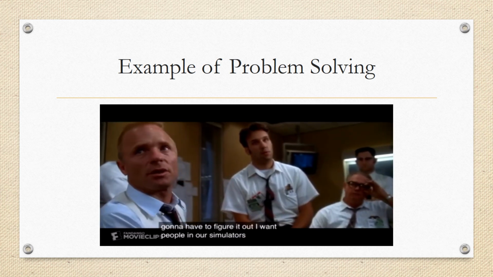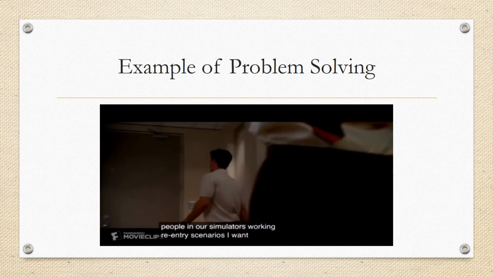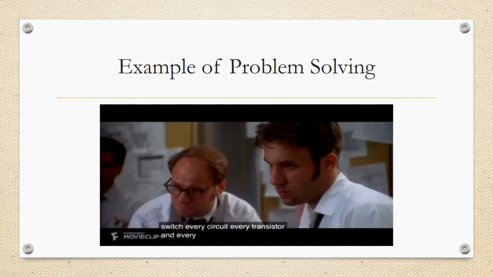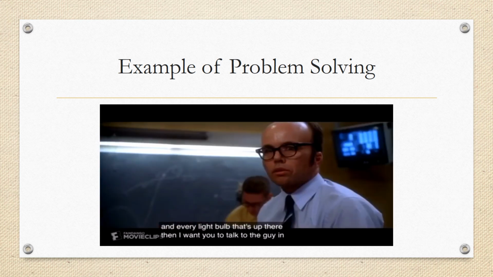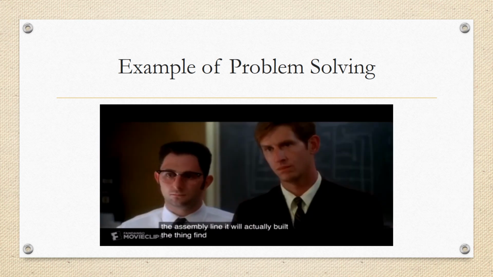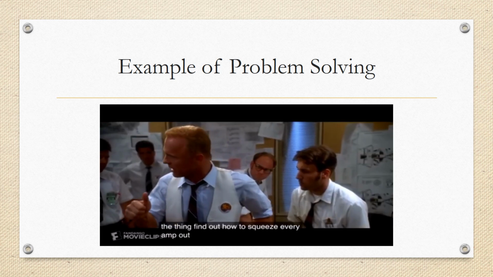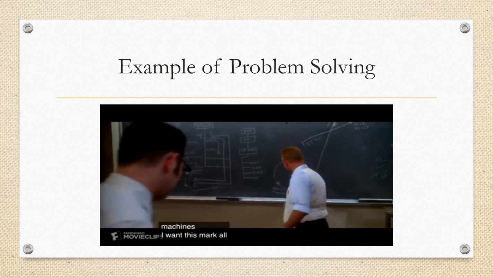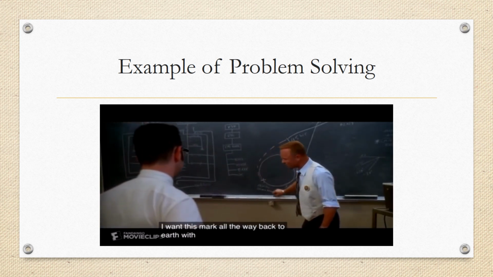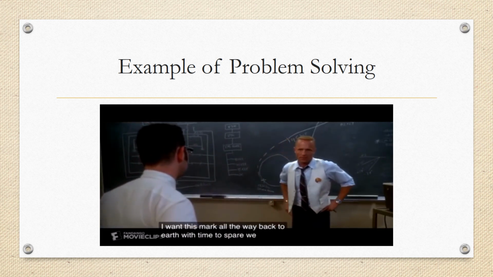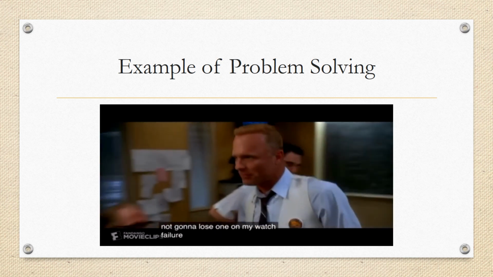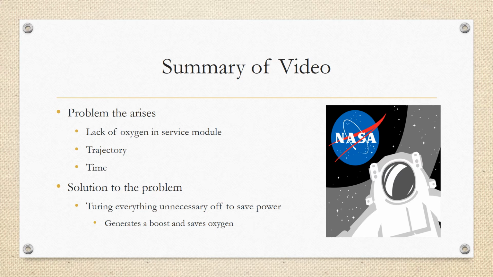I want people in our simulators, working re-entry scenarios. I want you guys to find every engineer who designed every switch, every circuit, every transistor, and every light bulb that's up there. Then I want you to talk to the guy in the assembly line who actually built the thing. Find out how to squeeze every amp out of both of these goddamn machines. I want this marked all the way back to Earth with time to spare. We never lost an American in space. We're sure as hell not gonna lose one on my watch. Failure is not an option.